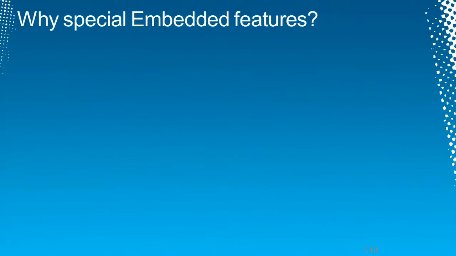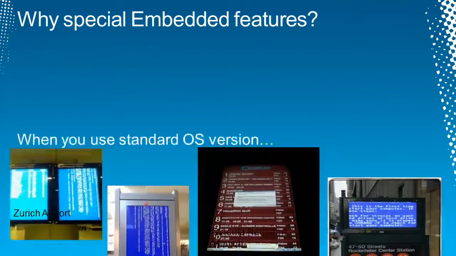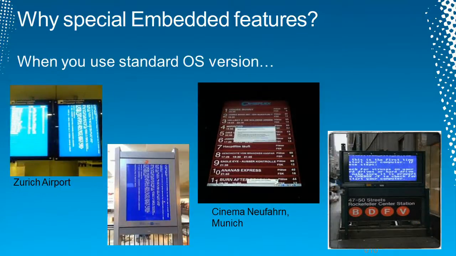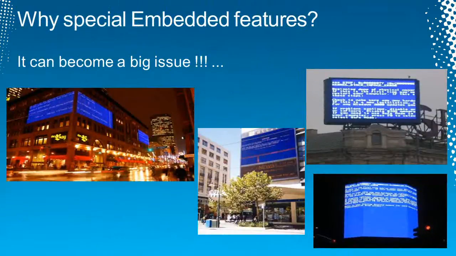Why do we need special embedded features in embedded? Who's ever seen something like this? Blue screens, message boxes on signs where you never are able to click on. And of course, this is a problem. And if the screens get bigger, the problem even gets bigger because it really hurts your reputation as a company or corporation. And Microsoft. Well, it doesn't hurt me so much, but if you're the vendor of that digital sign, you might be in trouble there.